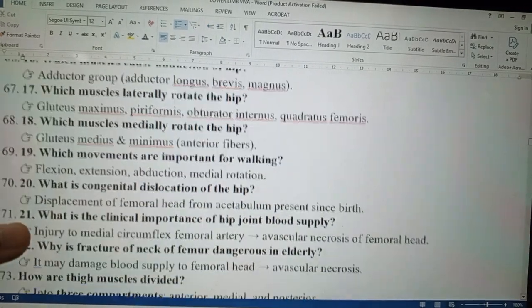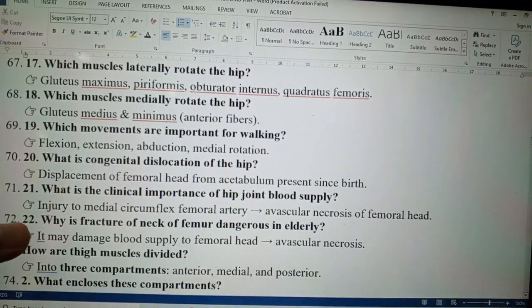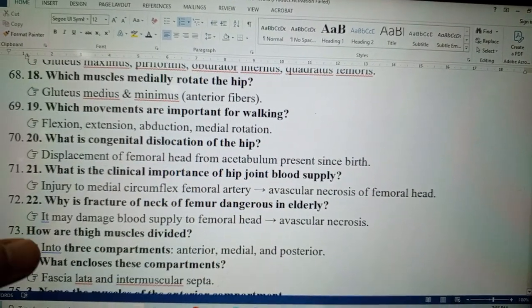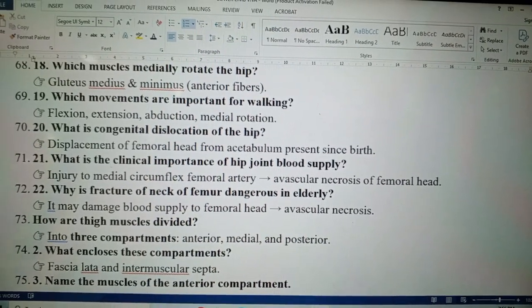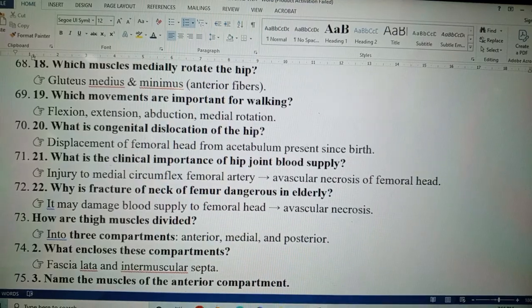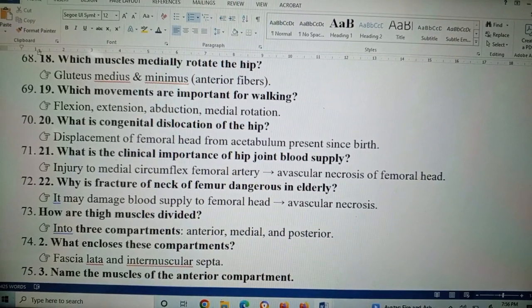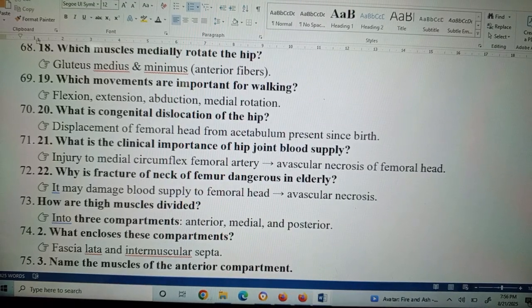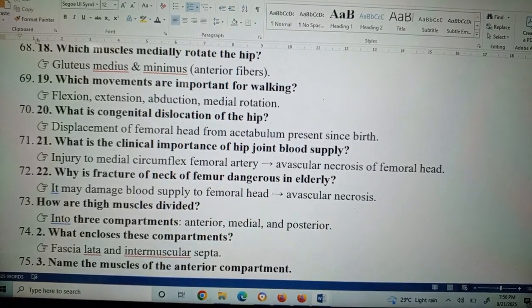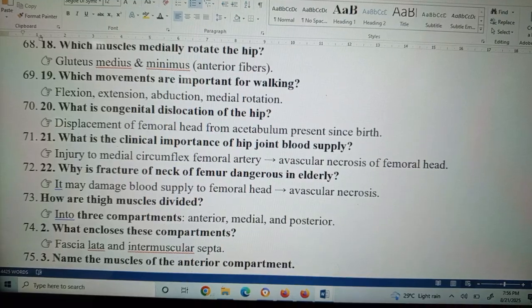Which movements are important for walking? Flexion, extension, abduction, and medial rotation are important for walking. Or it can be asked which muscles perform flexion, extension, and abduction so that a person can walk. What is congenital dislocation of the hip? Displacement of the femoral head from the acetabulum present since birth.